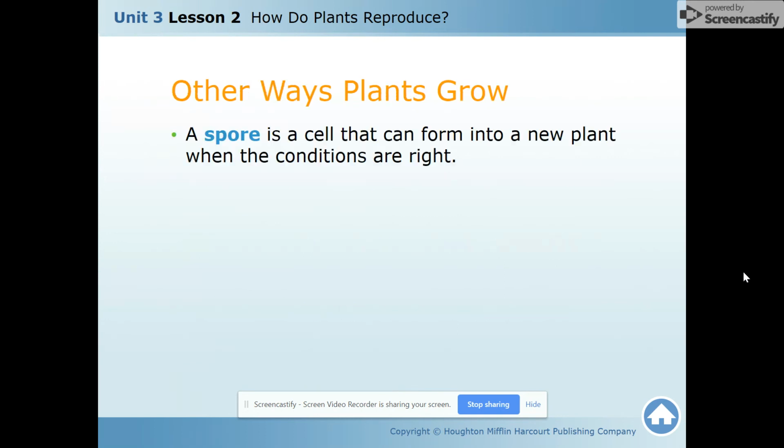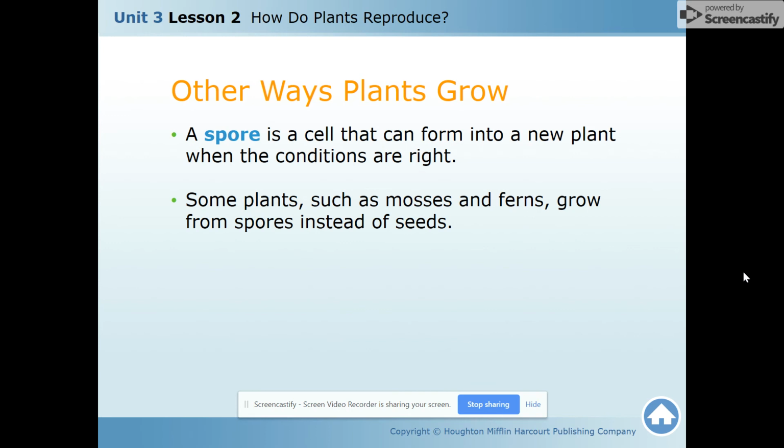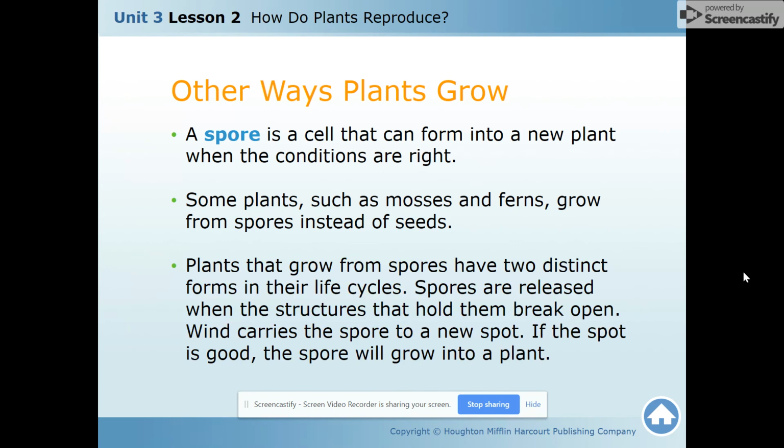Other ways plants grow. A spore is a cell that can form into a new plant when the conditions are right. Some plants, such as mosses and ferns, grow from spores instead of seeds. Plants that grow from spores have 2 distinct forms in their life cycles. Spores are released when the structures that hold them break open. Wind carries the spore to a new spot. If the spot is good, the spore will grow into a plant.